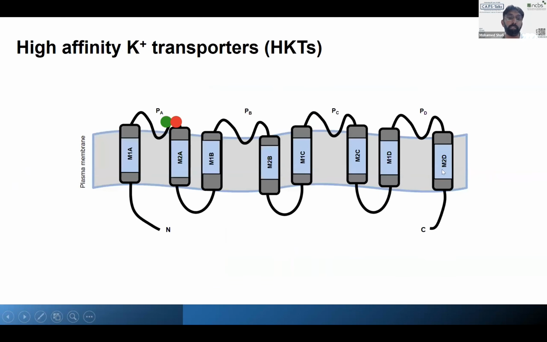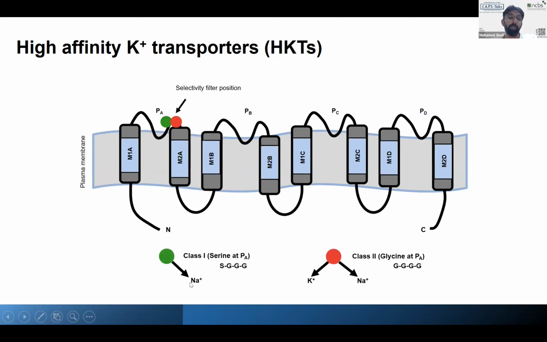Here, this is a simple structure for the HKT transporters. Here we can see 4 repeated transmembrane P-loop domains, and in each P-loop we have selectivity filters, and based on the selectivity filters, it will decide whether it is sodium ions or potassium ions to transport. So here in this rice transporter, we have in the first selectivity filter position serine, which means that it will transport only sodium. So if you have glycine here, it will transport both sodium and potassium.